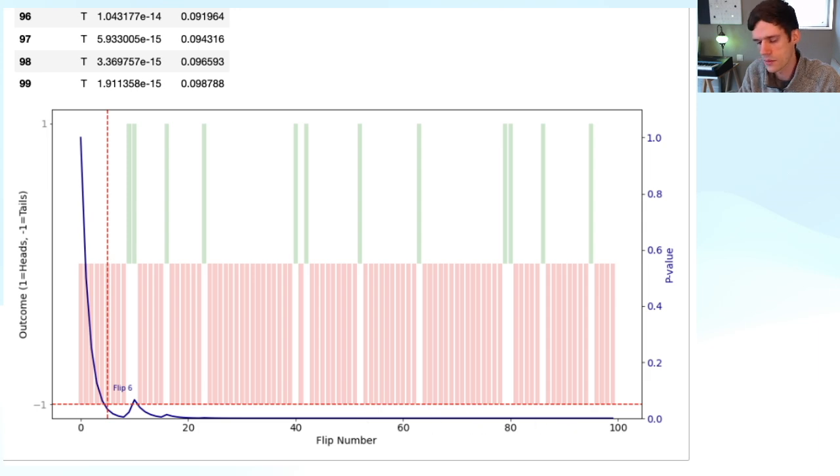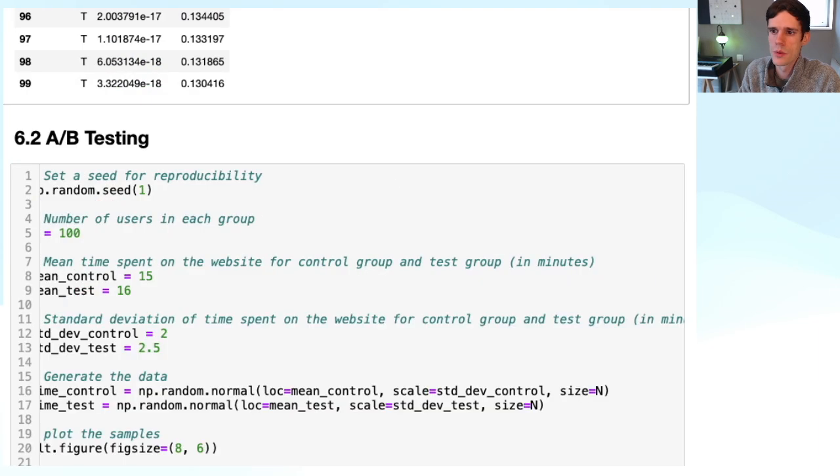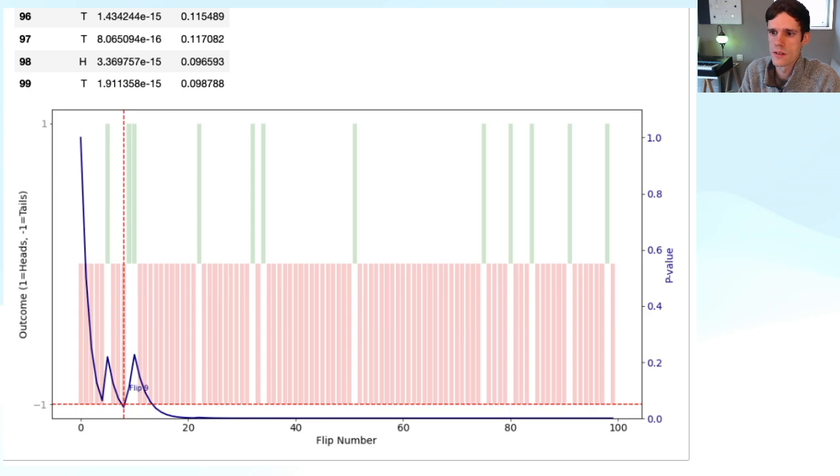Now, we can do this experiment over and over again, and we will see that in almost all of the cases, we will almost immediately find that this is a biased coin. Now, in this interesting case, we see that there is still some doubt about whether this coin is biased or not within the first 10 flips.